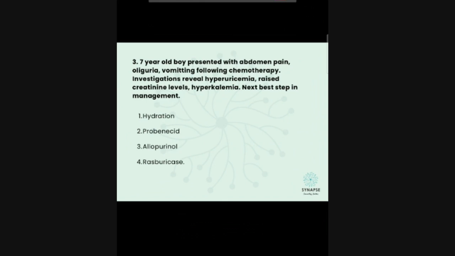A 7-year-old boy presented with abdomen pain, oliguria, vomiting following chemotherapy. So you see there are some abdominal symptoms as well as some renal symptoms. Oliguria, likely to be acute kidney injury. Then the investigations revealed hyperuricemia, raised creatinine levels along with hyperkalemia. So what is the next best step in management?